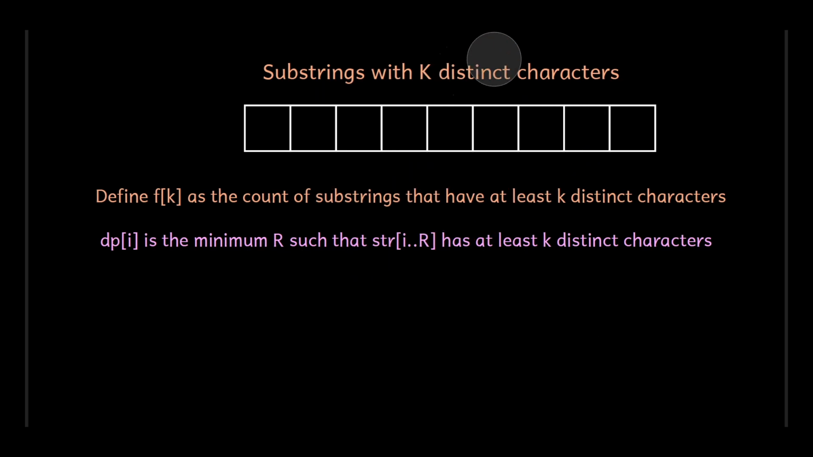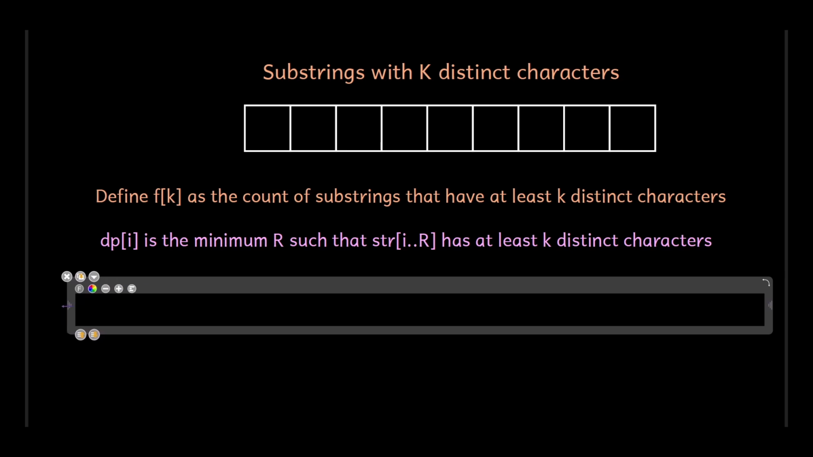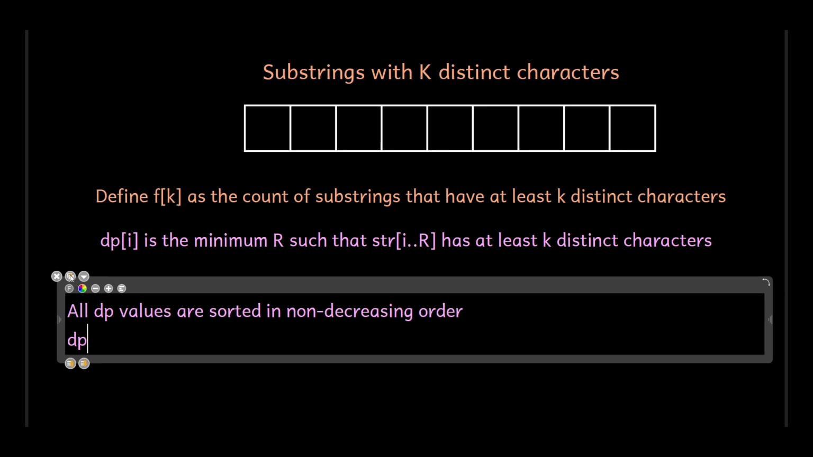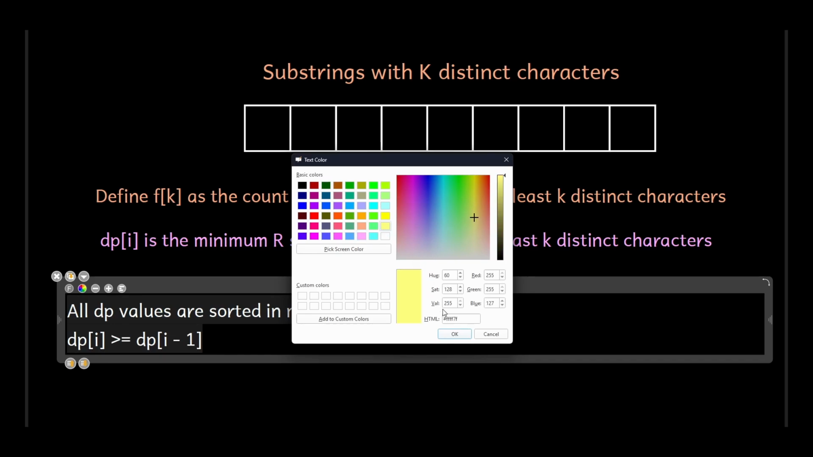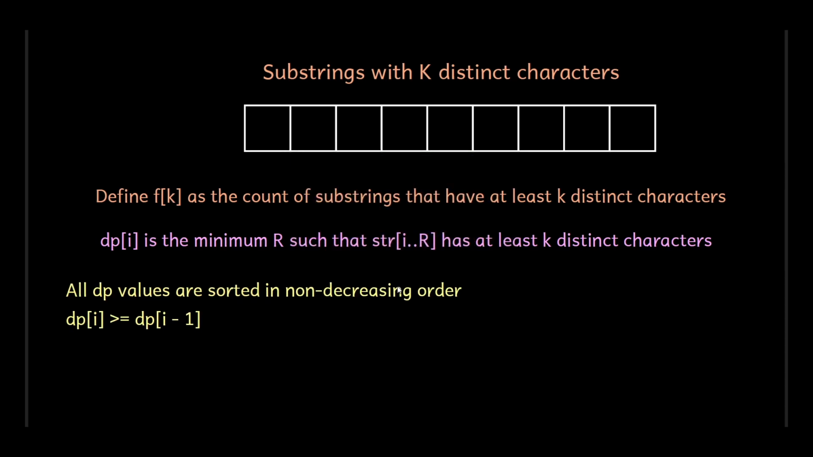You can conclude that all the DP values would be sorted. So let's write down that conclusion. All DP values are sorted in non-decreasing order, meaning DP of I is greater than or equal to DP of I minus 1. So if they are sorted in non-decreasing order, and you are smart about the order in which you populate the DP, then you can actually achieve an O of n algorithm.